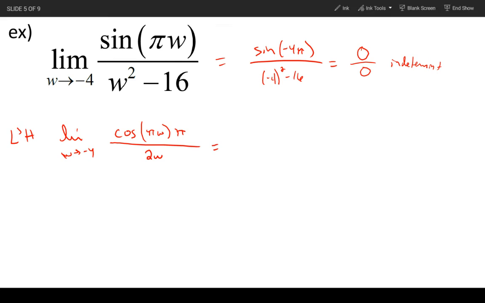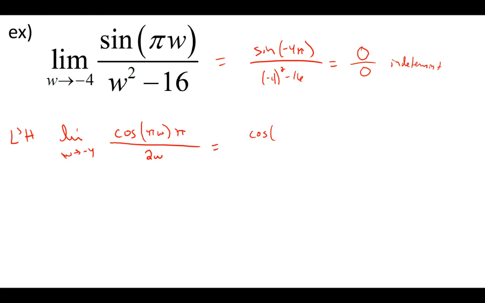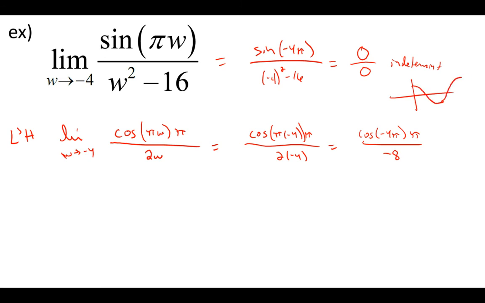So now when we plug in, we get pi times the cosine of pi times negative 4, over 2 times negative 4. So we end up with pi times the cosine of negative 4 pi. If you don't know what that is, you can always plug it in your calculator. For cosine, if you just think about what cosine looks like, it starts up here and it goes like this. So this is 0, this is pi, this is 2 pi, and then it just repeats.